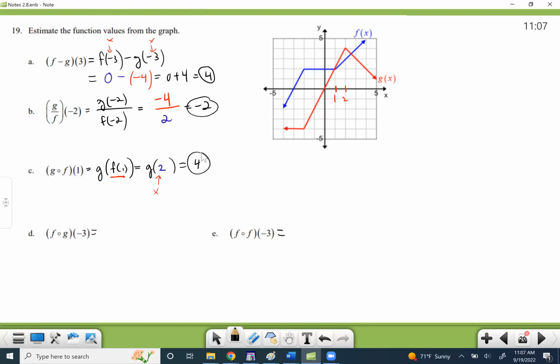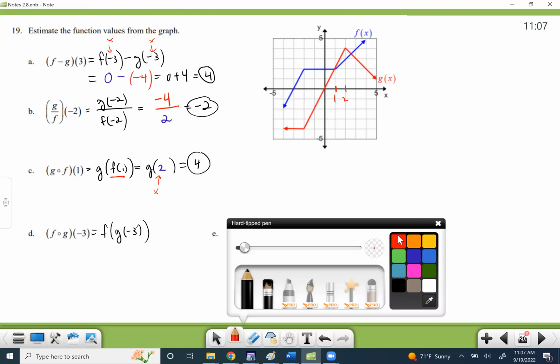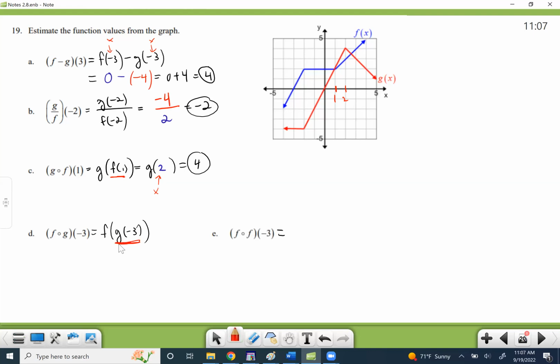So let's do another one because we got to get good at this. So this is f of g of -3. We're going to get g of -3 first. So we're going to go to where x is -3: 1, 2, 3. And we're going to have to say, okay, what is the y value on g? G is the red curve. So from that -3, I have to go down 1, 2, 3, 4. So -4 would be the y value. So I'm going to put down a -4 for the inside of the parentheses.